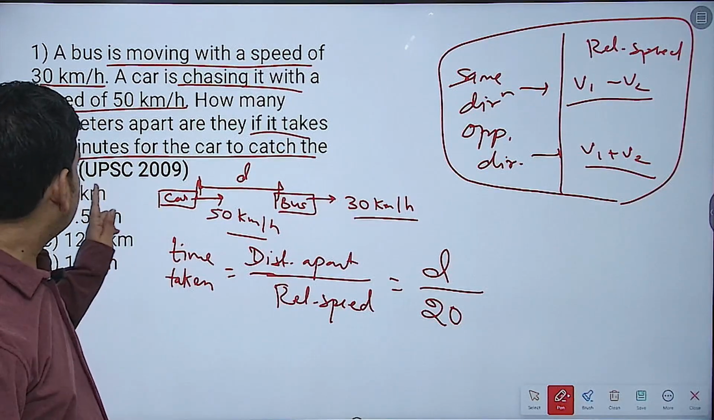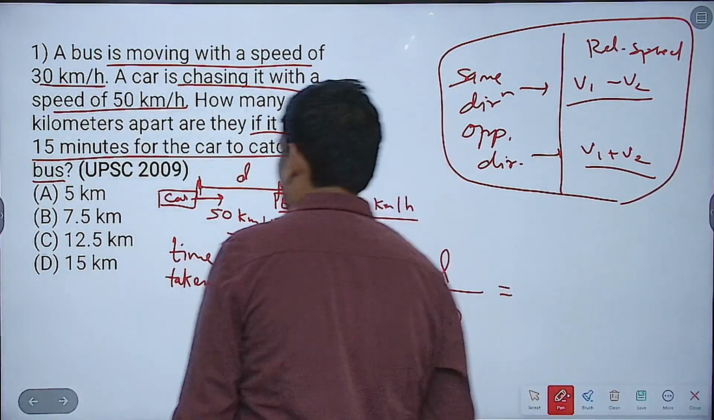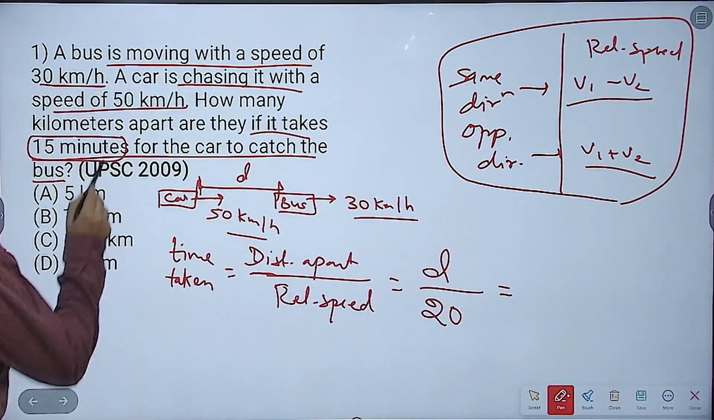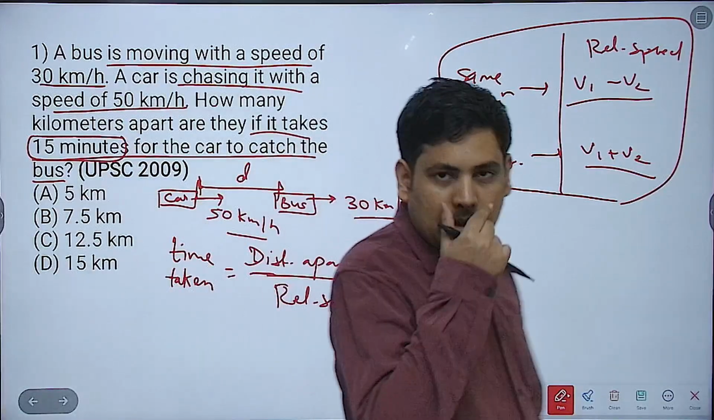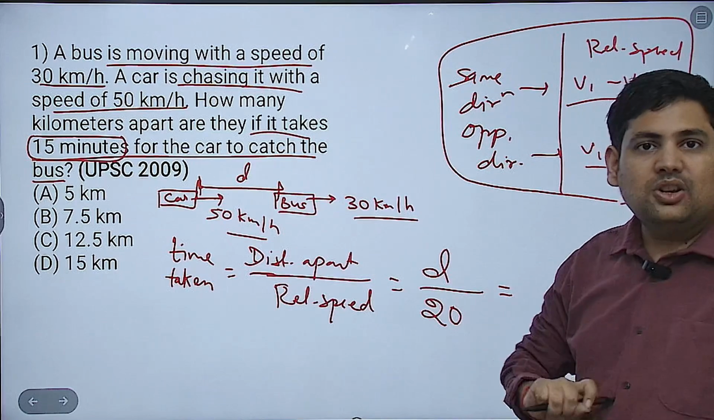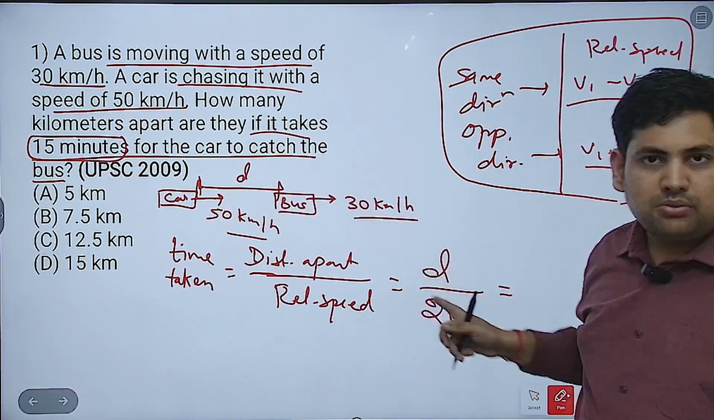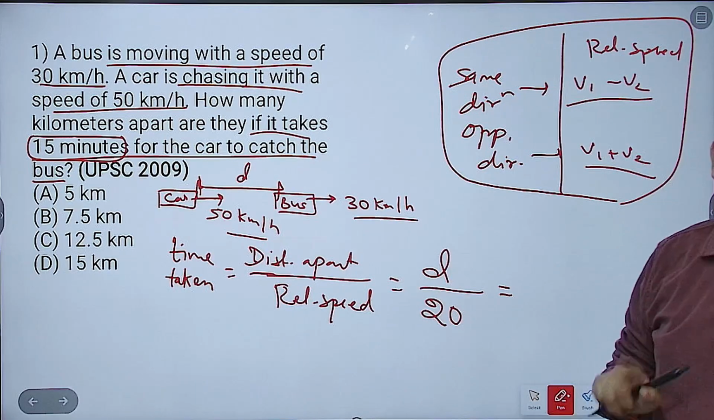Now, next, this is equal to what? Time is given to you as 15 minutes. But here the speed is in kilometer per hour. Now, that 15 minutes you cannot put directly here as 15. You have to convert it into hour.